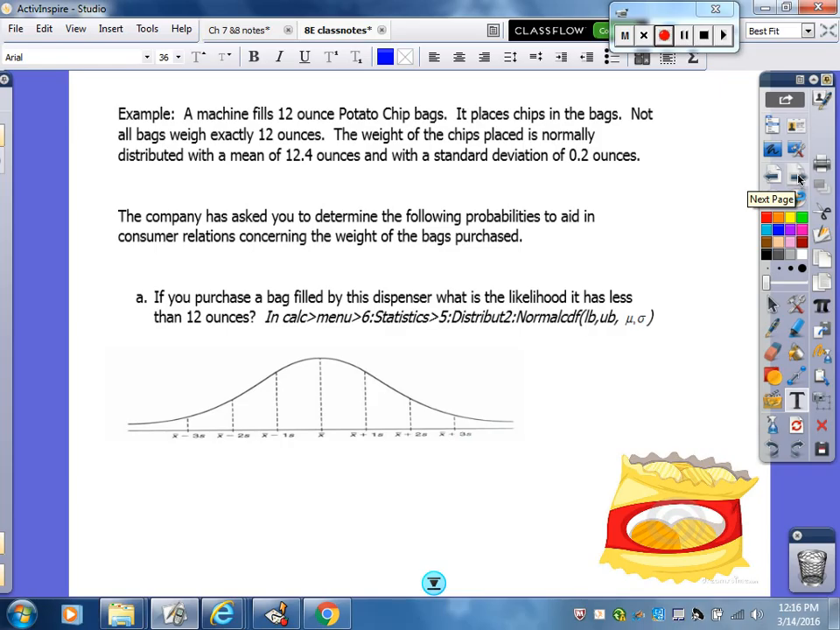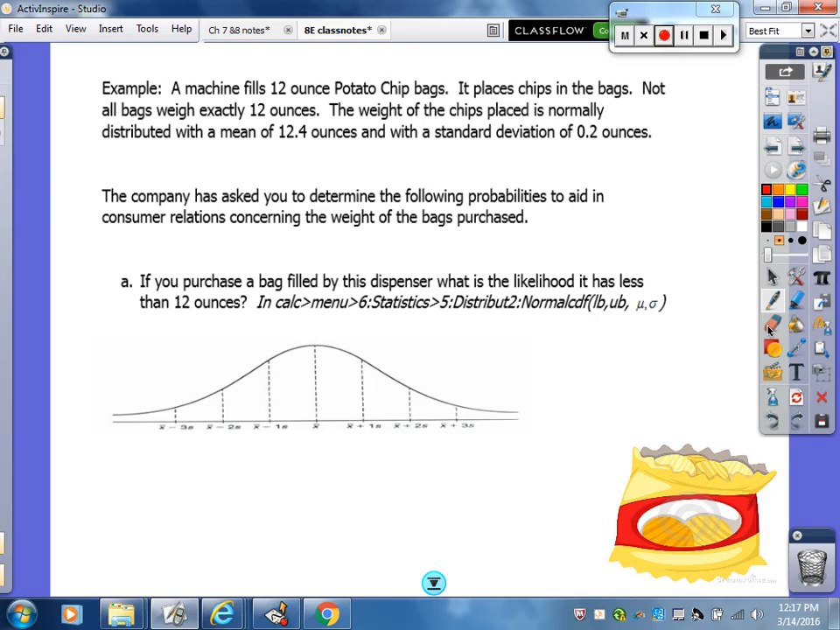The weight of the chips placed is normally distributed with a mean of 12.4 ounces and a standard deviation of 0.2 ounces. The company has asked you to determine the following probabilities to aid in consumer relations concerning the weight of the bags purchased. Let's fill out our curve here. Like I said, I'm going to show you how to use the calculator. Remember, our mean goes in the middle, so 12.4, and our standard deviation is 0.2. So that's our scale. We're going to add 0.2, and we're going to subtract 0.2.